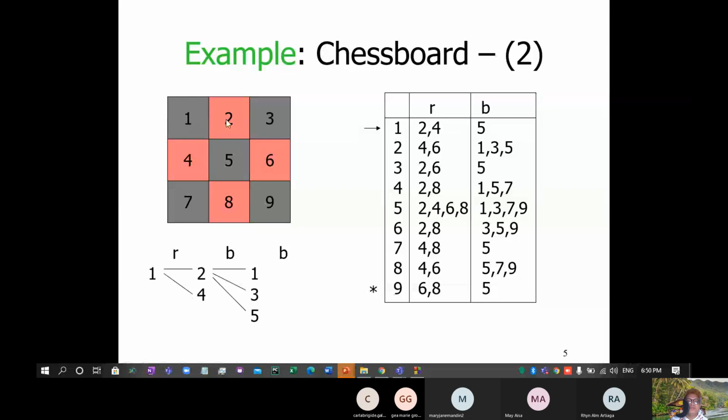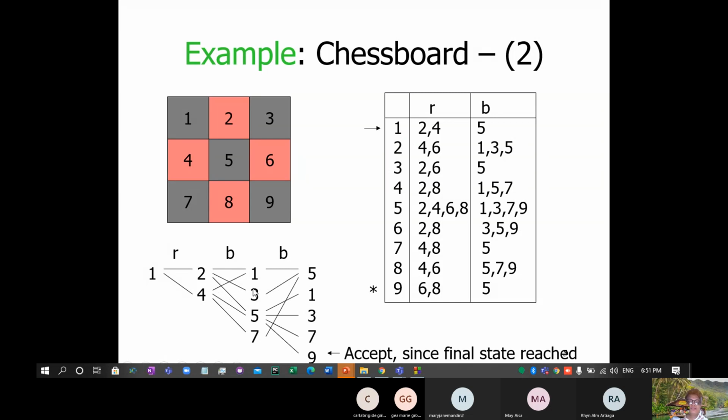Then from 2, it can go to 1, 3, 5, and so on. It is like a simplified automaton. Red moves to an adjacent red.